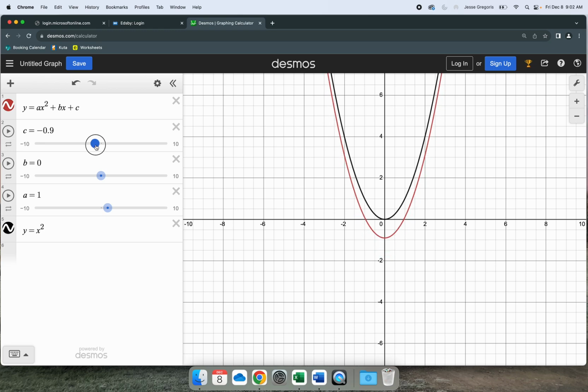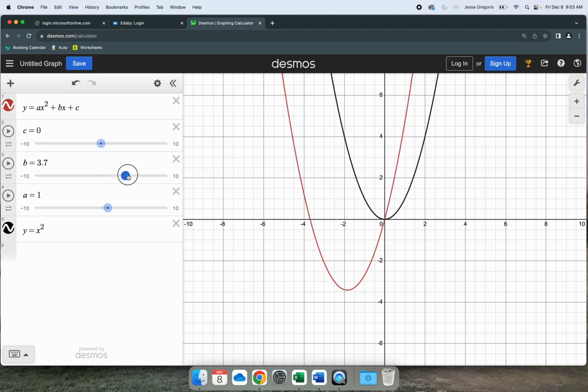So we'll bring c back up to its default value of 0, and we'll leave a at its default value of 1. Now let's take a look at what happens with b. So a changed the shape, c changed the location vertically. We're probably going to think that b is going to change the location horizontally, and it kind of does. As I change b, you'll notice it does start to move slightly to the left, but it moves opposite the way we expect. As b is getting more positive, the quadratic is moving to the negative side. And it's not just moving to the left, it's moving to the left and down.